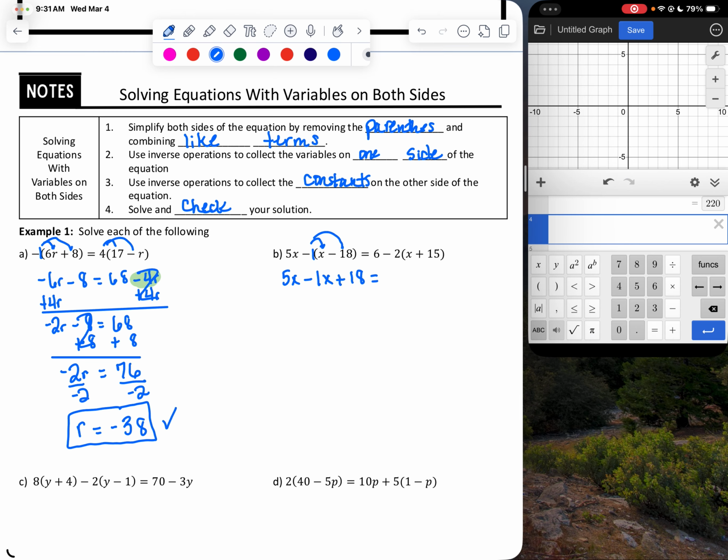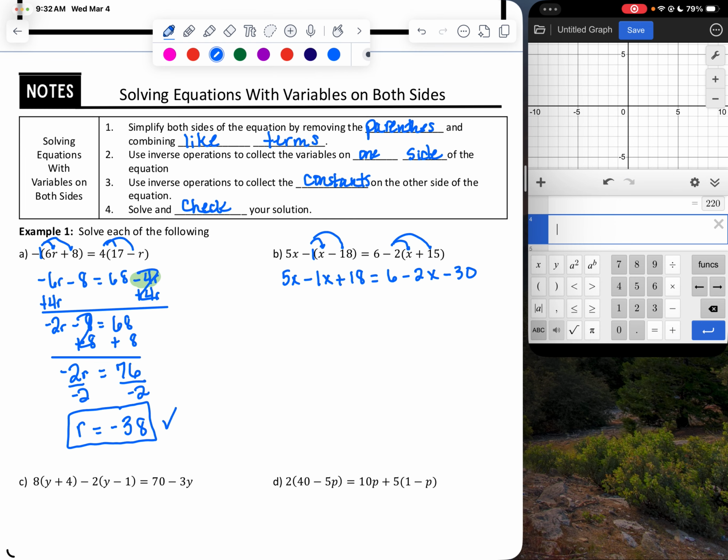Now, be very careful here because many students are tempted to subtract the 6 minus 2 as their first step. But remember, in order of operations, we always do the parentheses first. So we want to multiply everything in that parenthesis by negative 2 before we start. So drop the 6 straight down, and then negative 2 times x gives me negative 2x. And negative 2 times 15 gives me negative 30. All right, so we've removed our parentheses.